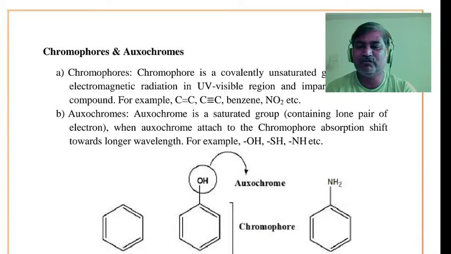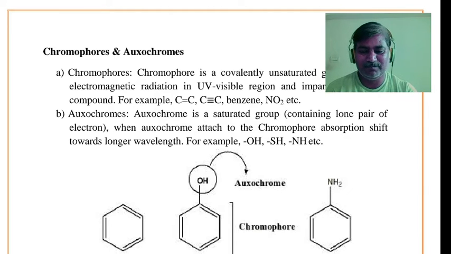Second, that is the auxochrome. Auxo means to increase, chromo means color. To increase the color, auxochromes are the saturated groups. It is not necessary to have a multiple bond system or double bond system in auxochromic groups. These are the saturated groups containing single bonded system or lone pair of electrons. When an auxochrome is attached to the chromophore, absorption shifts towards higher wavelength.